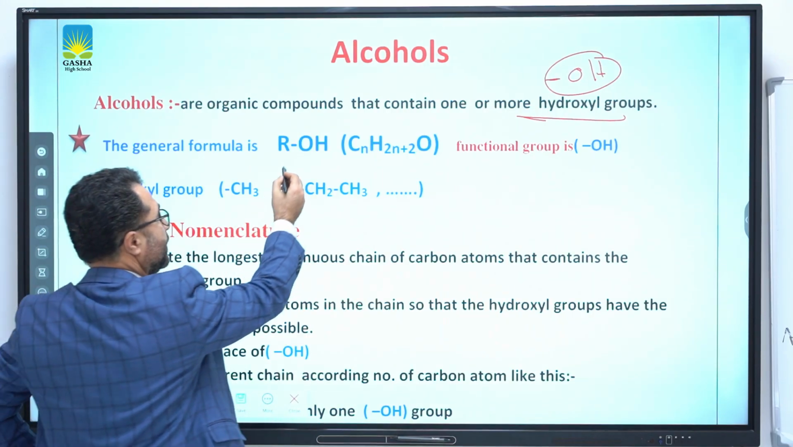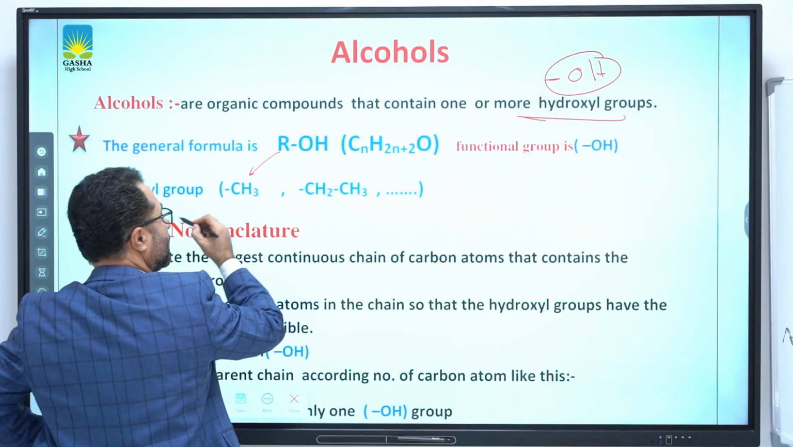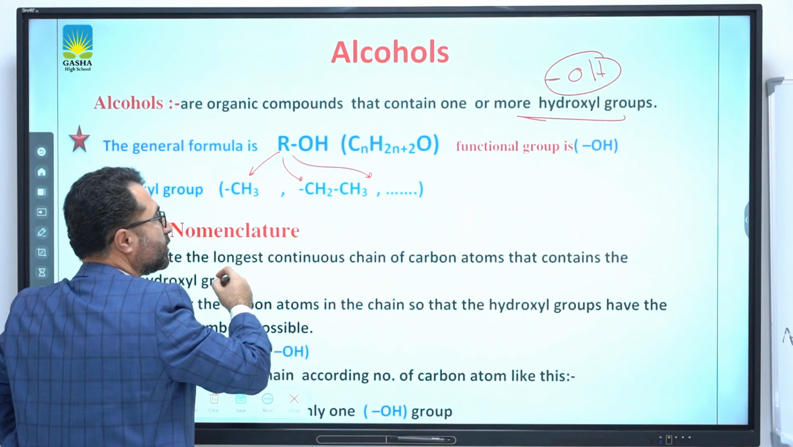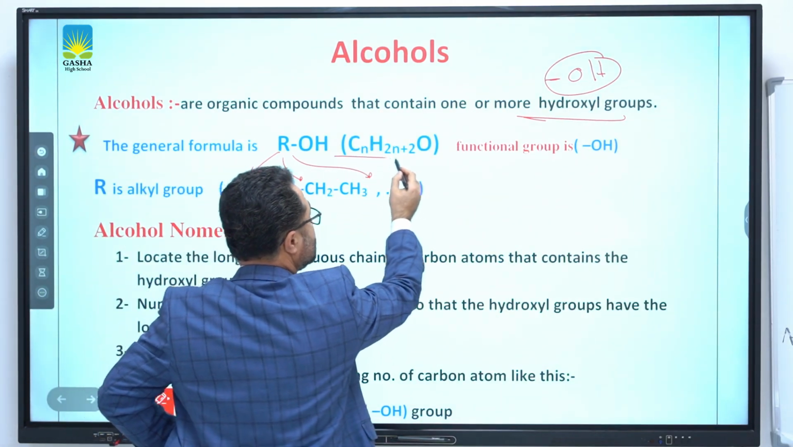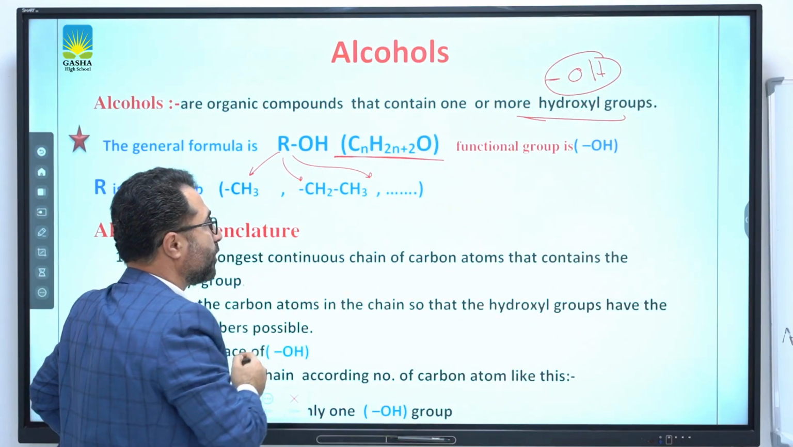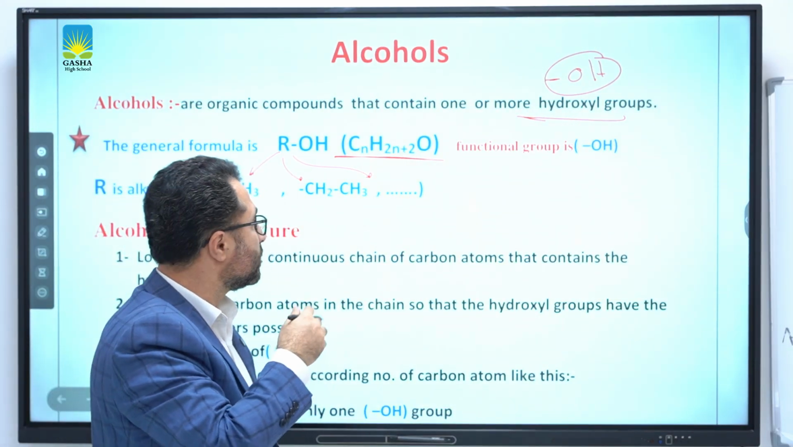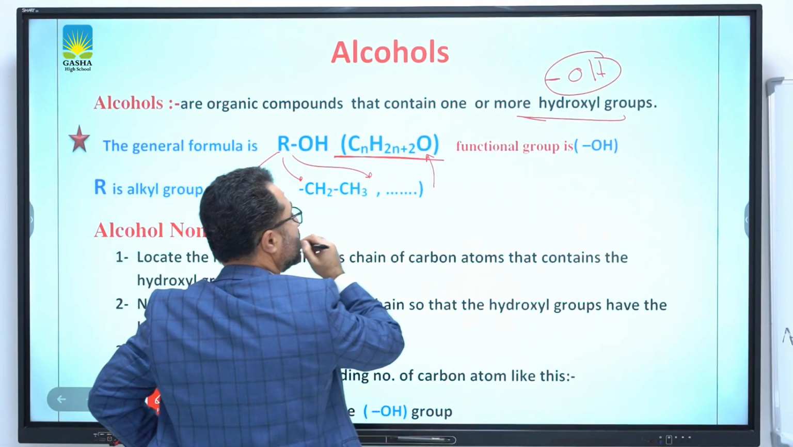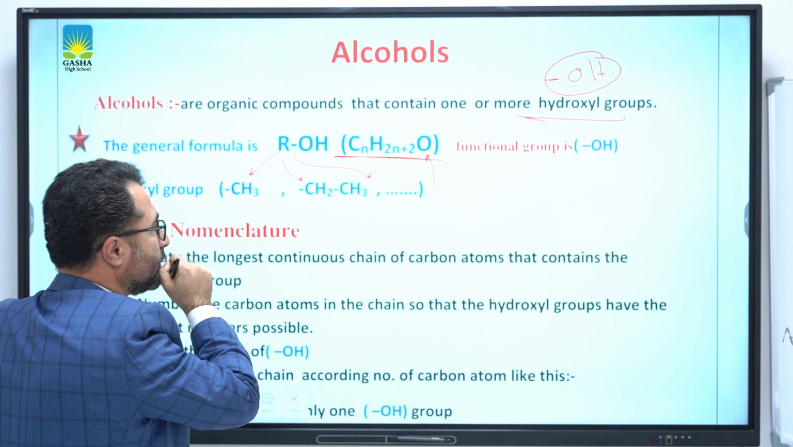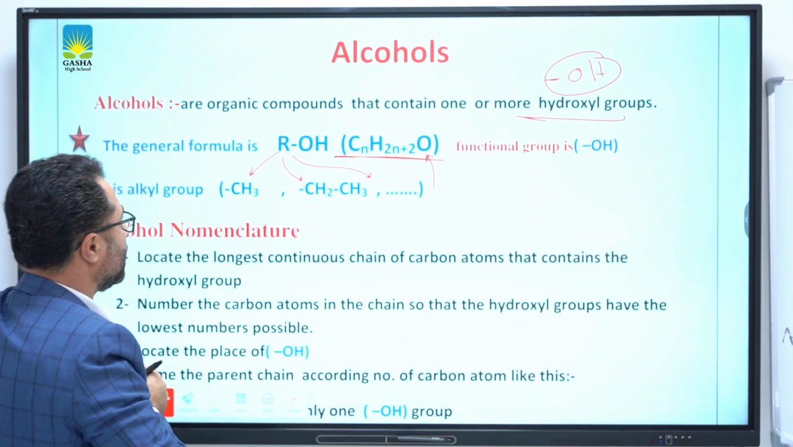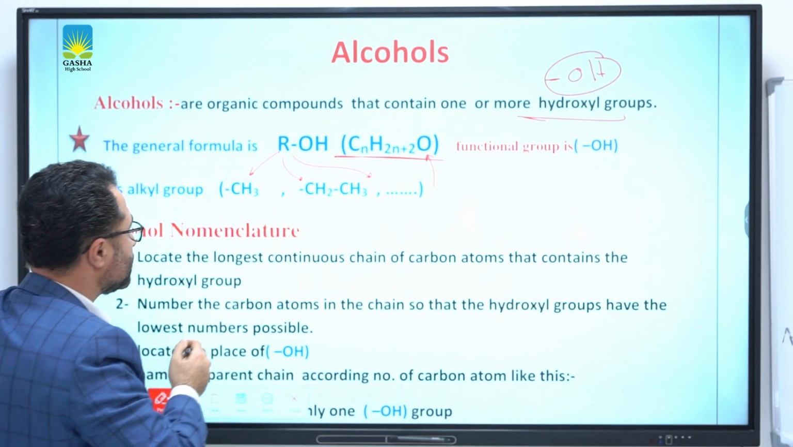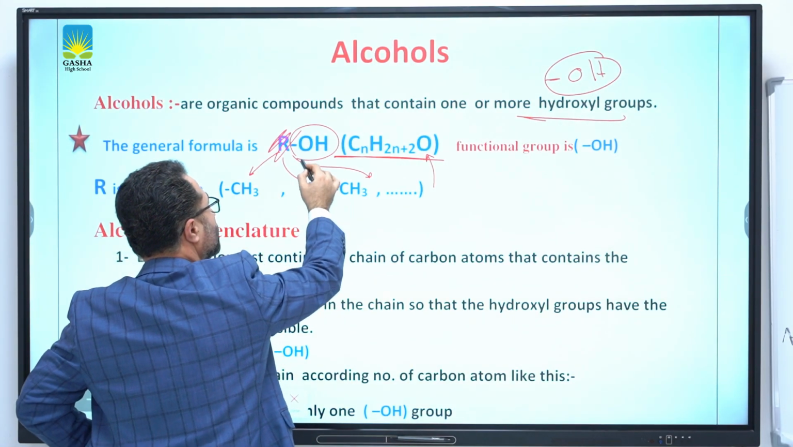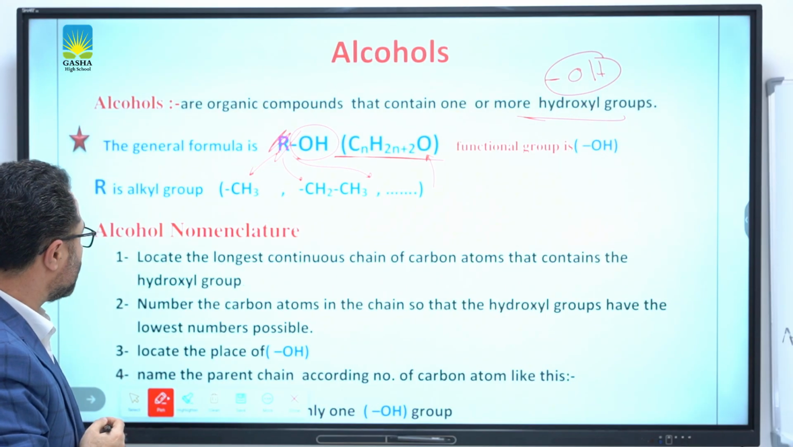R-OH. The R is a carbon alkyl group: 1 carbon, 2 carbons, 3 carbons, and so on. It's CnH2n+2O. Like alkane, but it has one more oxygen atom than alkane. The function group is OH. In all compounds, remove the R, and the remaining group will be the function group.